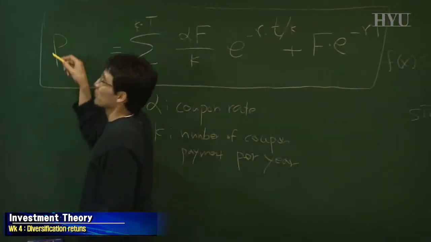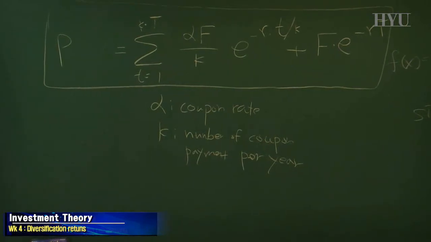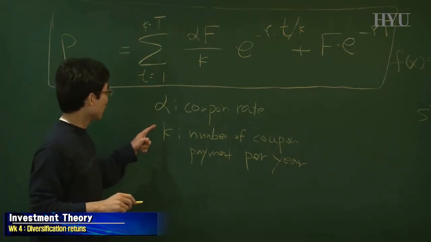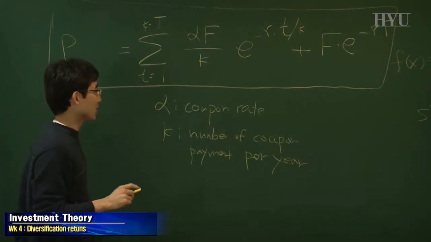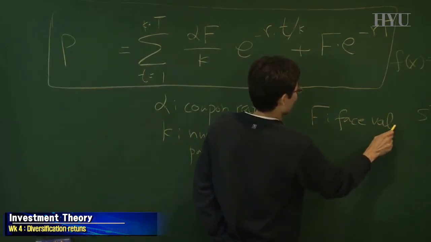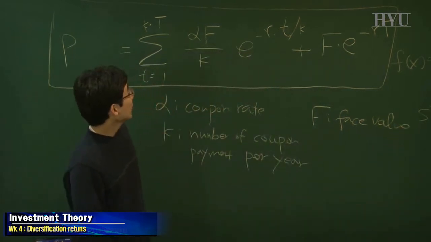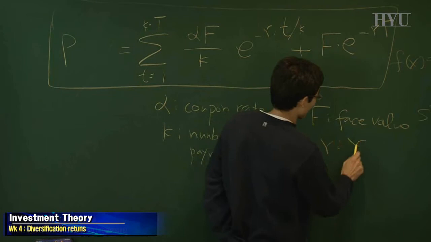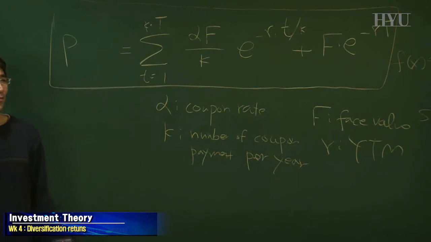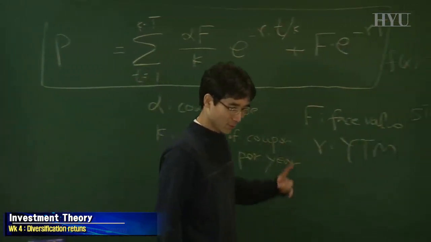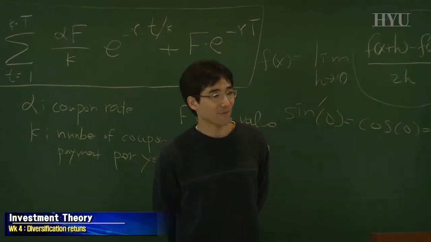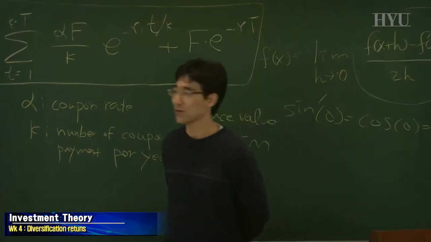So what you have to do is first write R code to calculate bond price given coupon rate, number of coupon payments per year, F face value, and R yield to maturity. Given this information, you want to calculate the price of the bond. Then, once you calculate the price of the bond, you need to compute duration and convexity.